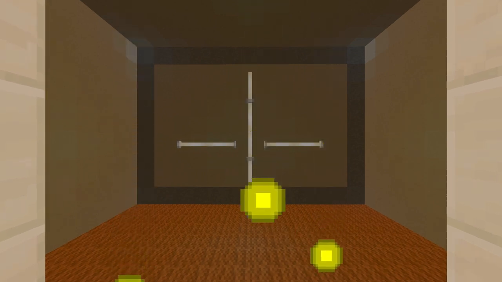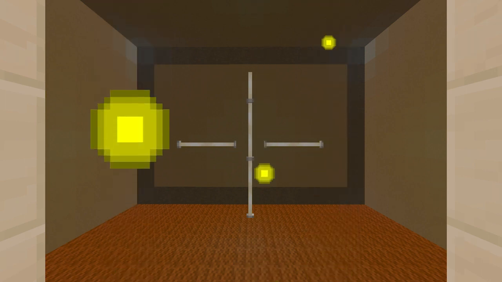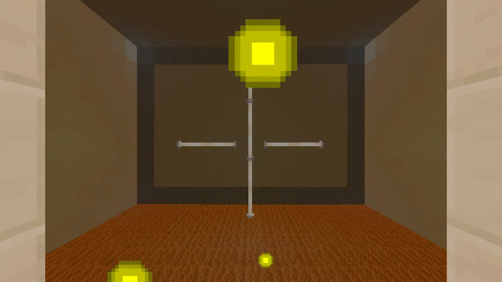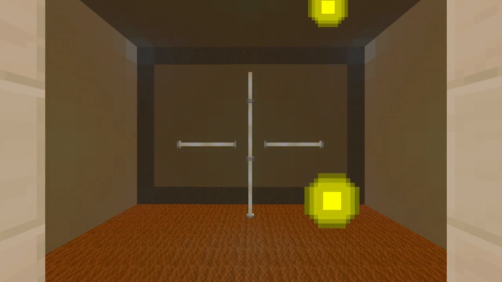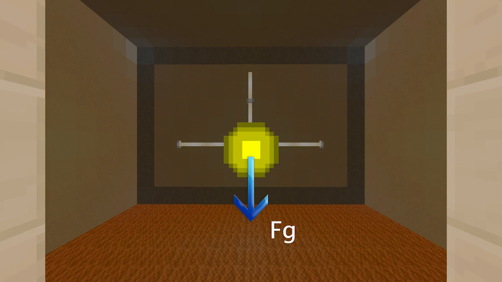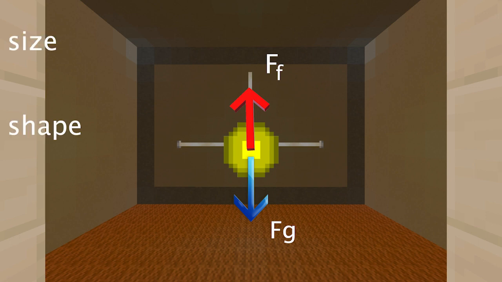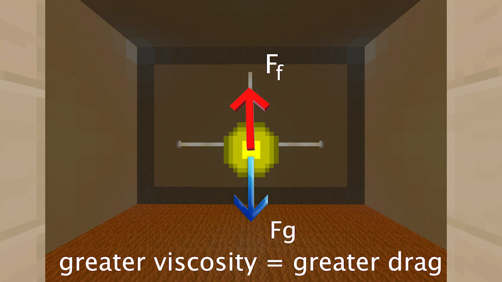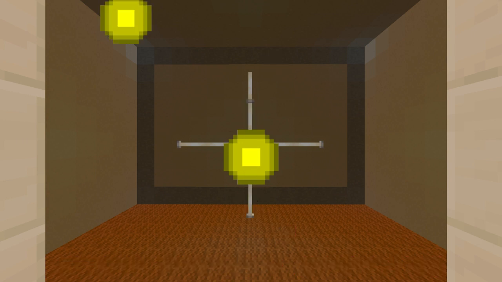Millikan recognized that the mass of the droplets was not uniform throughout. Thus, he observed the droplets fall at different rates due to the gravitational and frictional forces acting at different magnitudes. Opposing the force of gravity is the frictional force of air, acting in an upward direction. The magnitude of air resistance is dependent on various factors, such as size, shape, and viscosity, where the greater the viscosity, the greater the drag experienced.